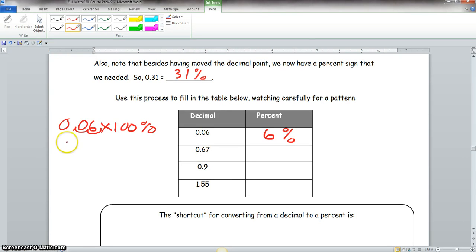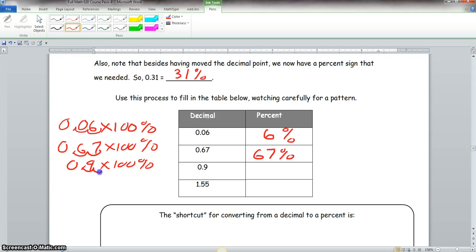Now we have 0.67. 0.67 times 100%. Move this decimal 2 places to the right, and that'll give us 67 and a percent sign. 0.9 times 100%. We know we'll move this decimal 2 places to the right, and that would give us 90%. And finally, 1.55 times 100%. We know we'll move this decimal 2 places to the right, and it gives us 155%.